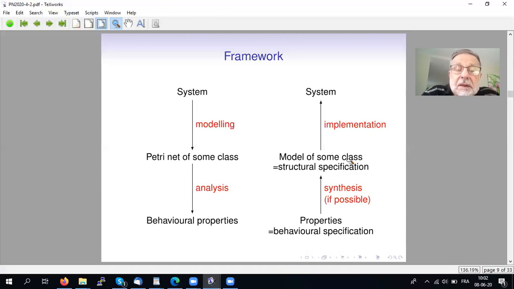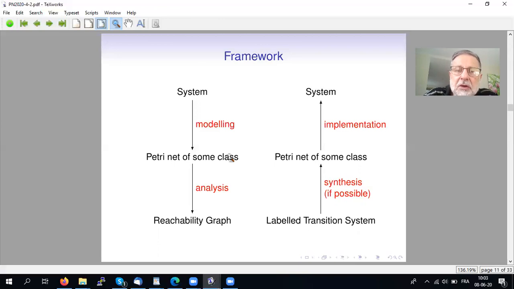Instead, since this conference is mainly concerned with Petri nets, we may, of course, use Petri nets as the class under consideration. Then the behavioral properties may be captured by the reachability graph of that net. The other way around, we shall not start from a reachability graph, but from the structure of some reachability graph, that means a labeled transition system. And then we shall synthesize this into some Petri net of some class. And again, we may implement. And especially, I will be interested by the class of bounded choice-free nets.